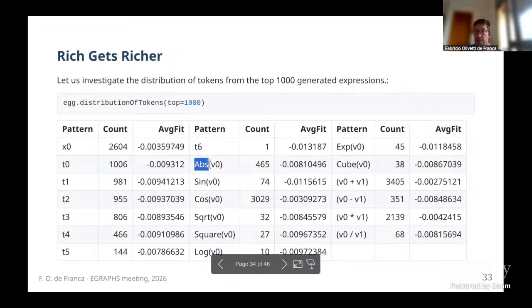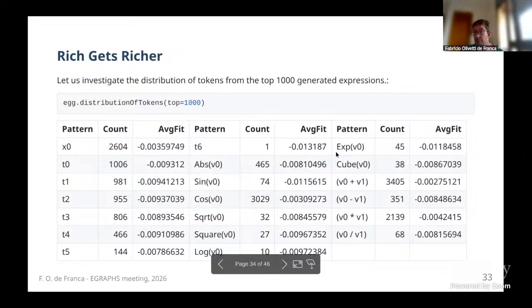Absolute function. So this is the V0 here. It's kind of like a match all pattern variable. So the absolute function appeared 400 times and with this average fitness. So this is some way to extract some information about the search space to say, okay, maybe this function here is more likely to help us to produce some new expression that can be good, right? For example, the cosine here seems to be very competent and was very well explored.